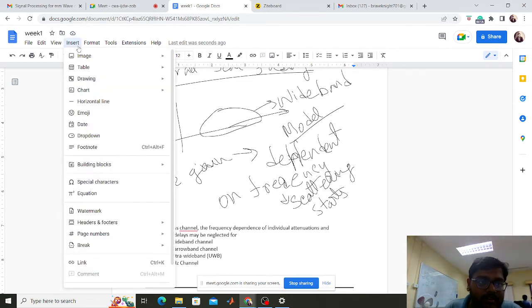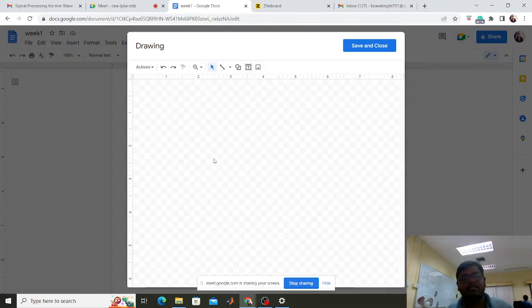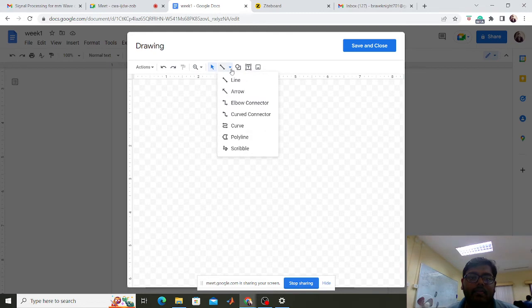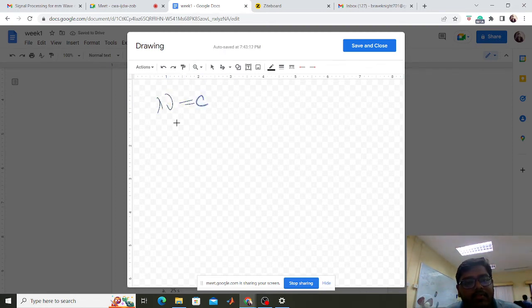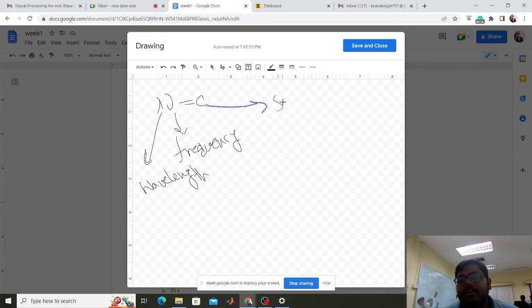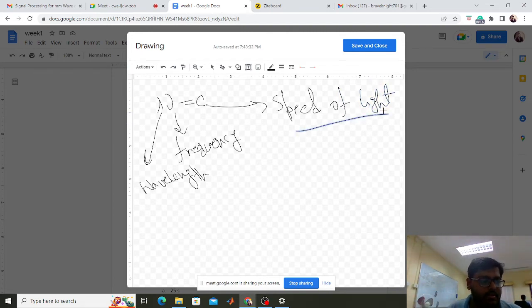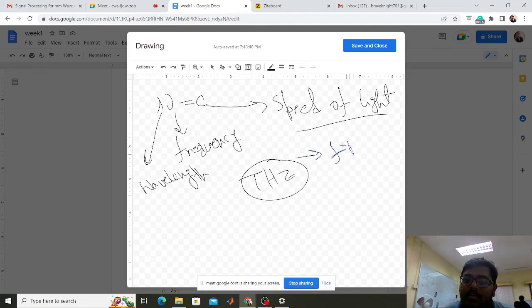So let me solve this question. Again, for this question, lambda nu equals c. Nu is the frequency and lambda is the wavelength. And c is the speed of light. So the terahertz option cannot be answered this way, because in terahertz the frequency is very high, and that makes small particles act as scatterers.